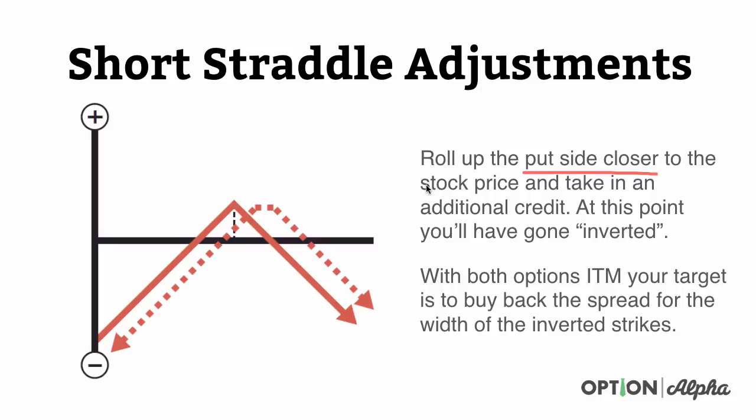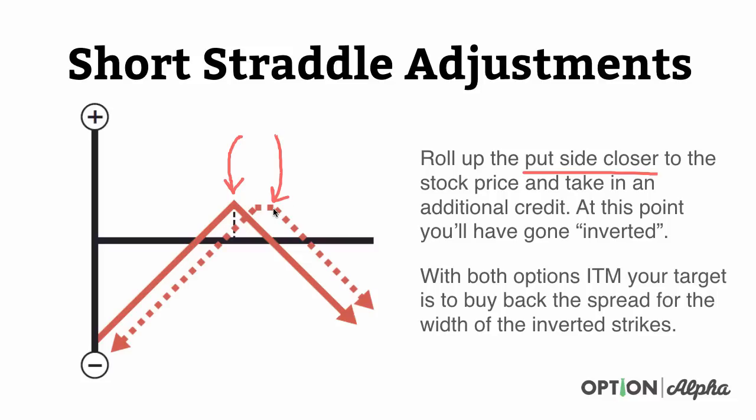Again, at this point, you're going to have to go a little bit inverted here. Now, you don't want to get too carried away going inverted. We'll show you some examples of how we did it on some live trades so you can see what the process is, but you will go inverted. And what that means is that your call strike is going to actually be below your put strike. So you're going to roll up your put strike to some strike higher and go inverted.